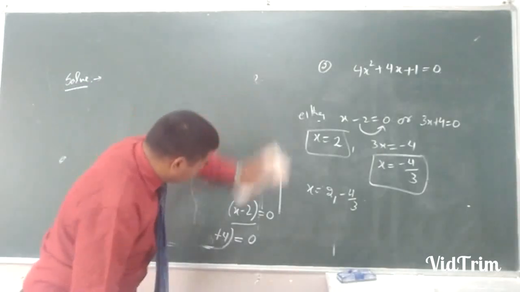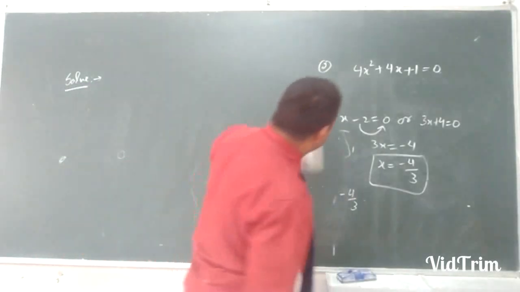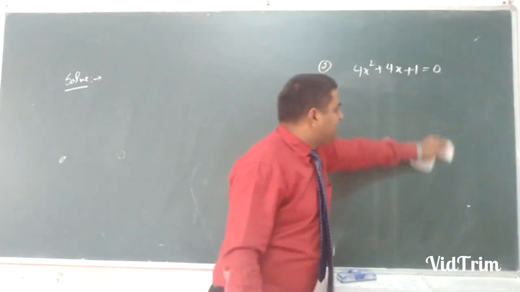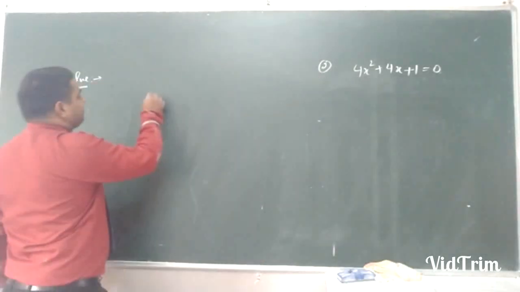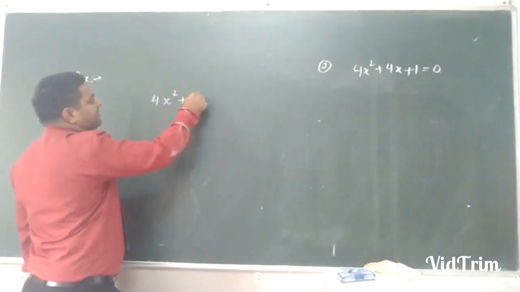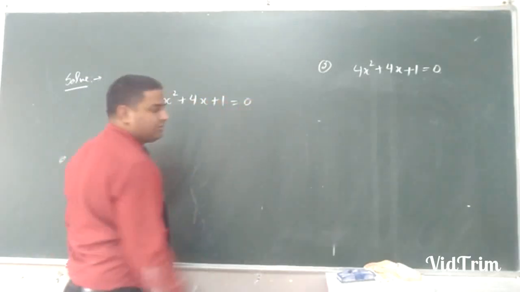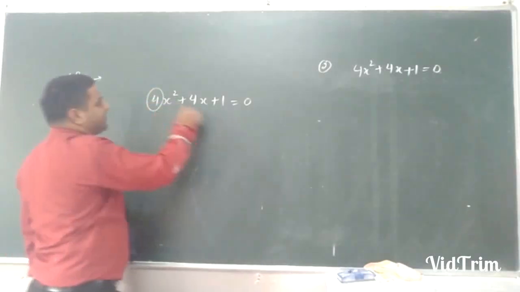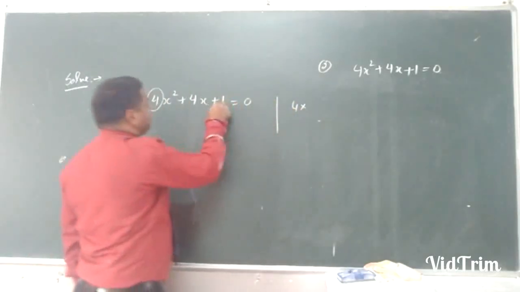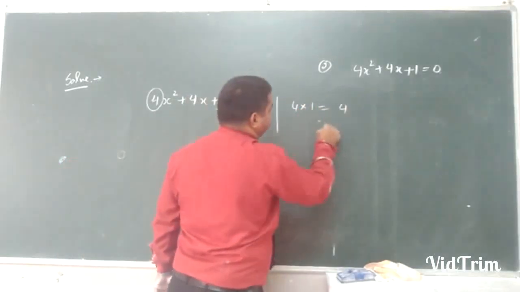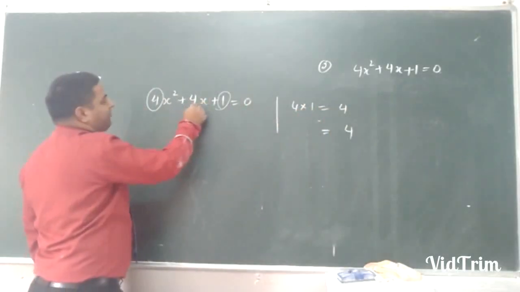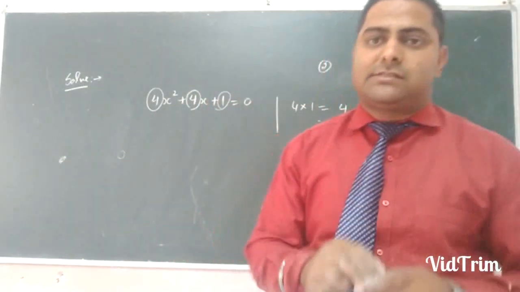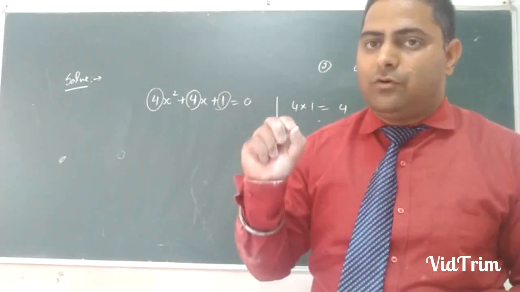You can see the question. Question is solve 4x square plus 4x plus 1. I am writing the question here again. 4x square plus 4x plus 1 equals to 0. Now, how to solve? Coefficient of x square is 4. Constant term is 1. And the coefficient of x is plus 4. It means we have to find two numbers which when multiplied we get 4.